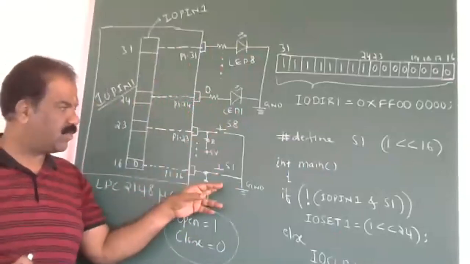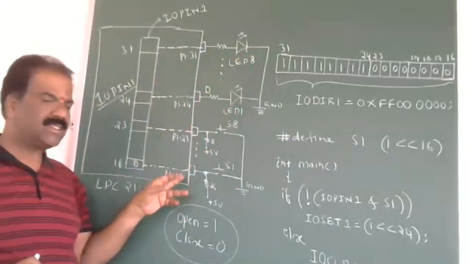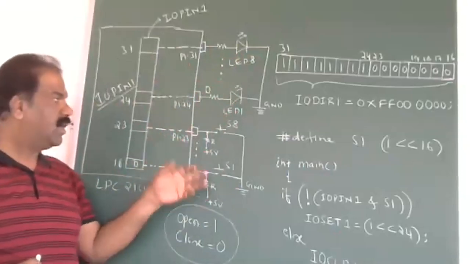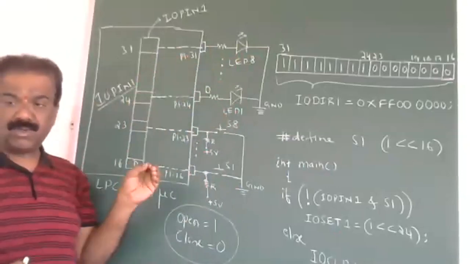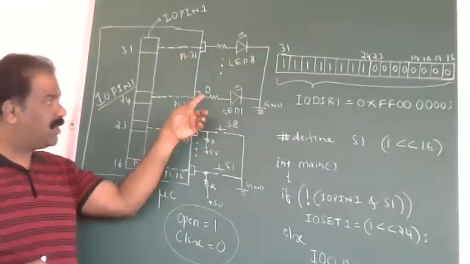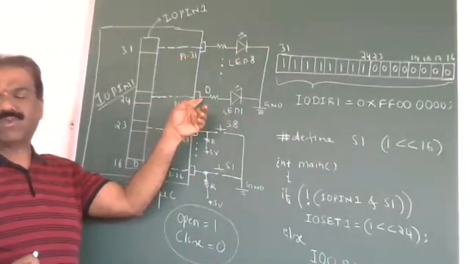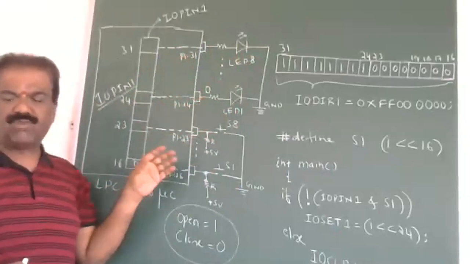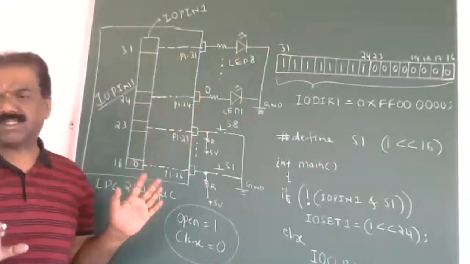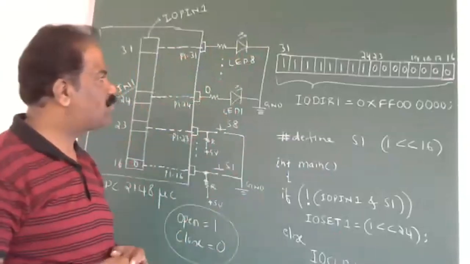So this is an example for an input device. It's an example for an output device. You have to configure P1.16 to P1.23 as input, and you have to configure P1.24 to P1.31 as output. Then if you want to make it high, you have to use the IO set register. If you want to make it low, you have to go for the IO clear register. If you want to get the data from these switches, you have to go for the IO pin register. So this is the logic behind this. Now I'm going to explain the remaining things.